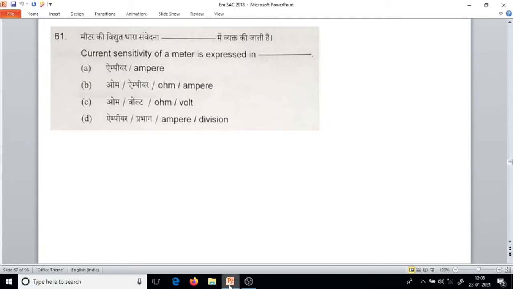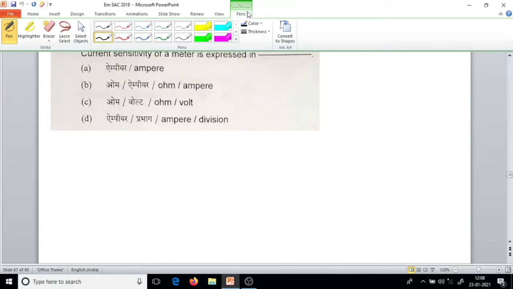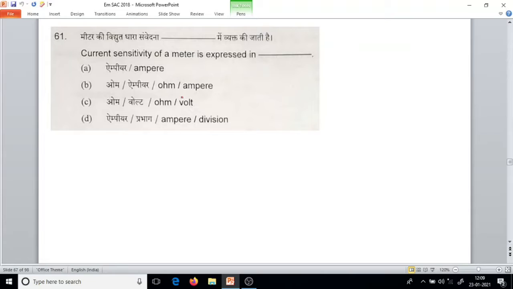Question number 61. Current sensitivity of a meter is expressed in. Answer is option B, ohm per ampere. When you apply some current to the ohm meter, how much deflection is happening to the ohm meter? That's what ohm per ampere.